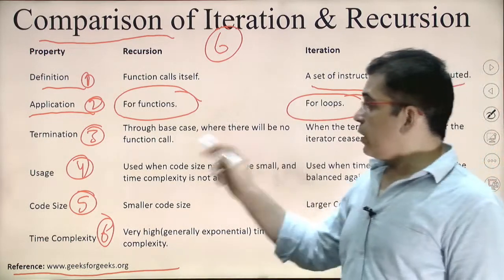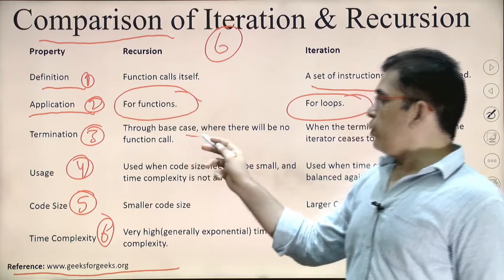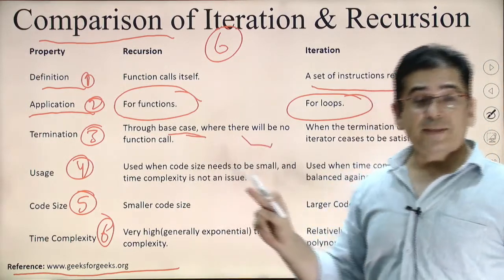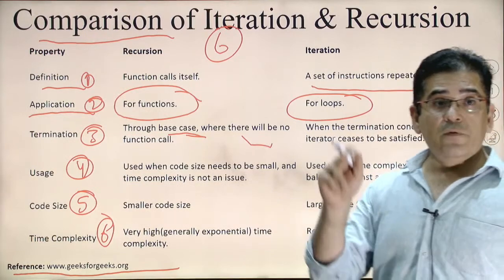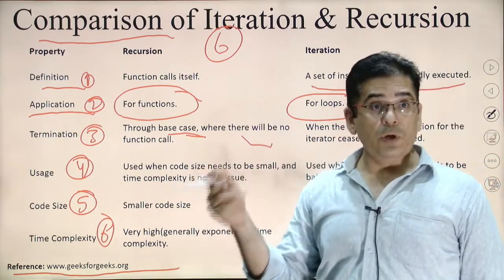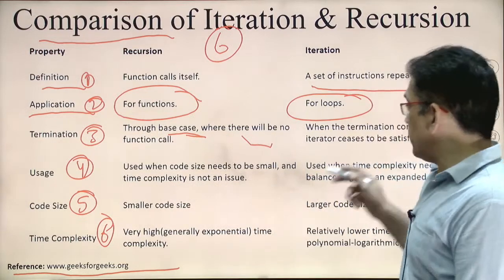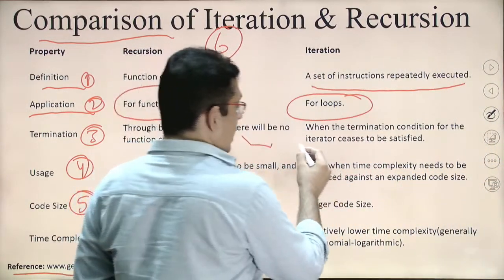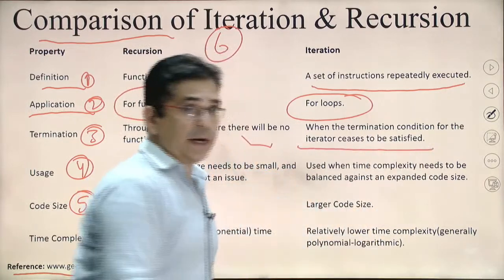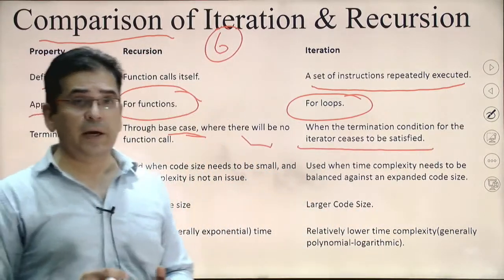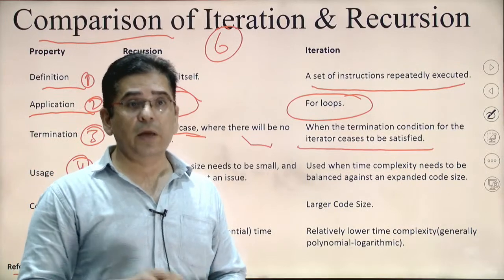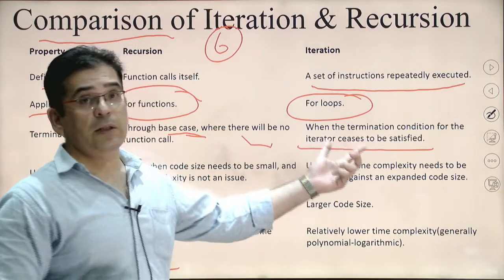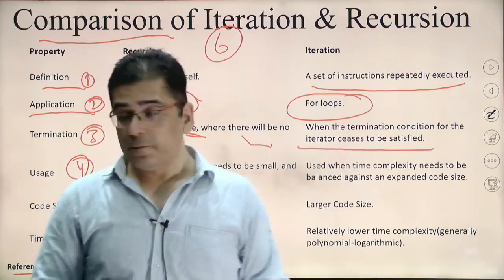So, for termination of recursion we use some base case where there will be no function call. In the previous example of factorial, the base case was if i is equal to 1 or 0. But in case of iteration, the termination condition is when the iteration condition ceases to be satisfied, like the for loop condition, if condition, or while loop condition. Then the iteration will terminate itself.